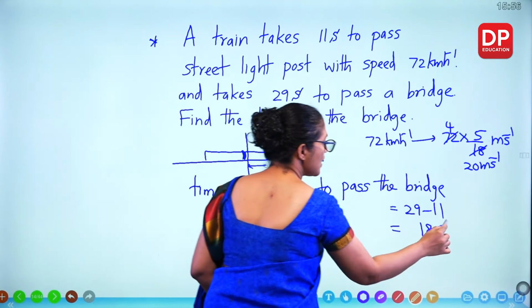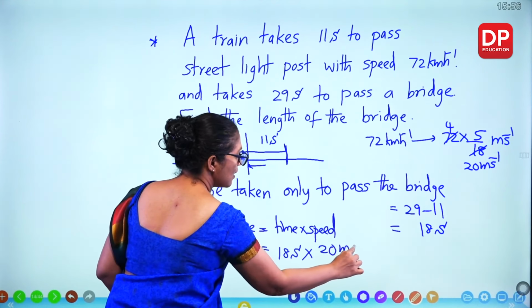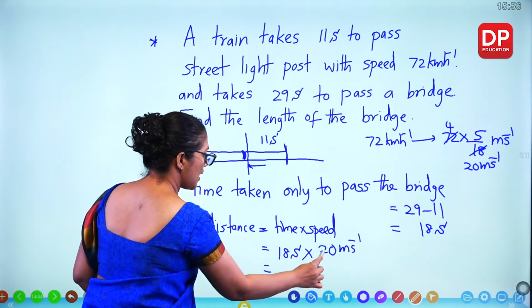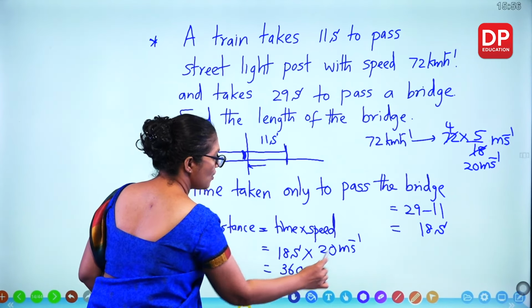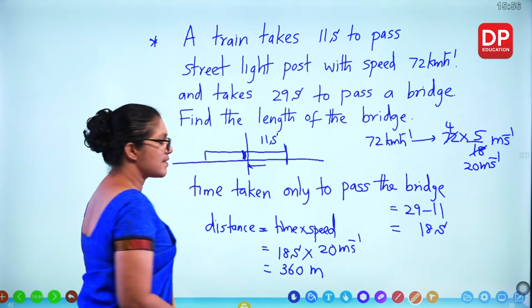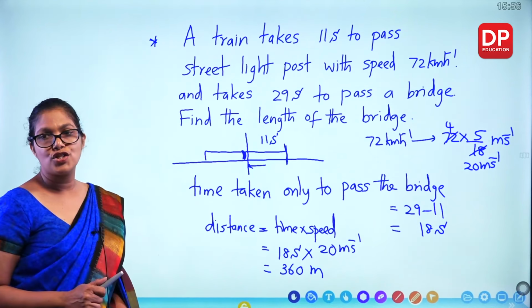So substitute here 20. Then when you multiply by 2 first, you get 3, 6 and 0. So 360 meters is the length of the bridge.